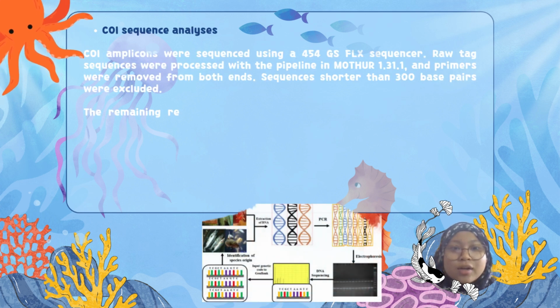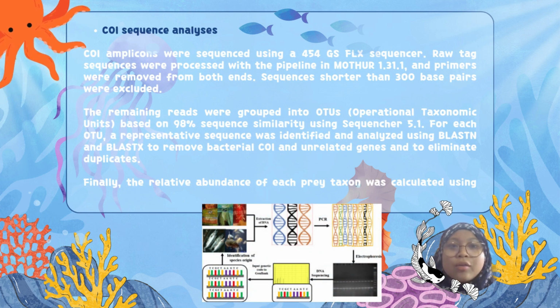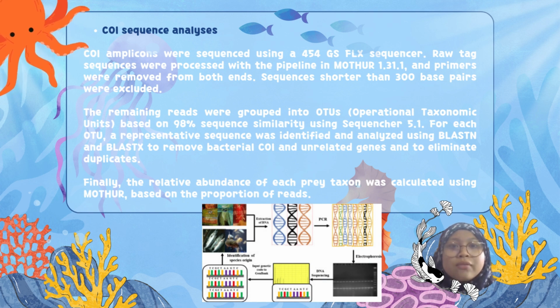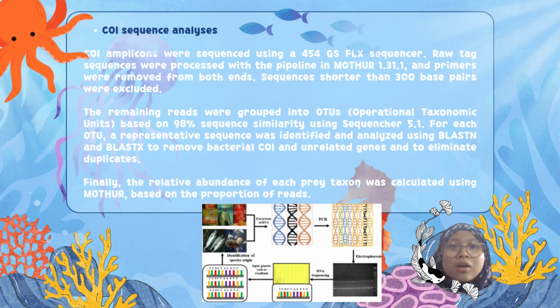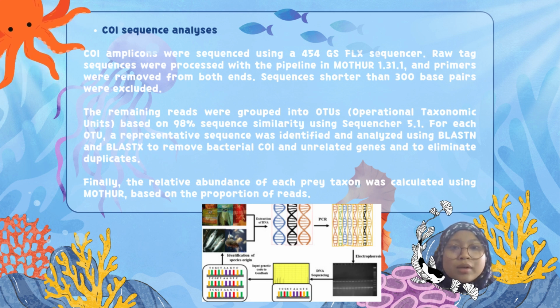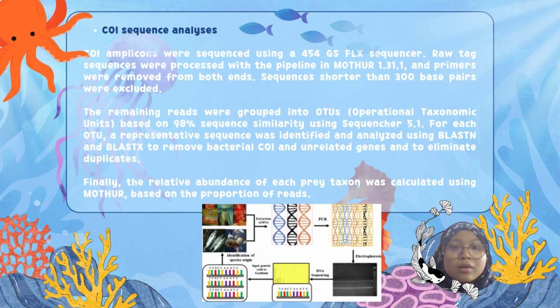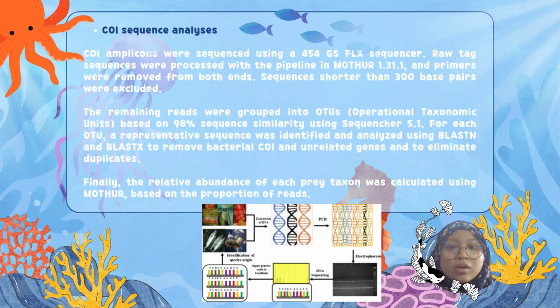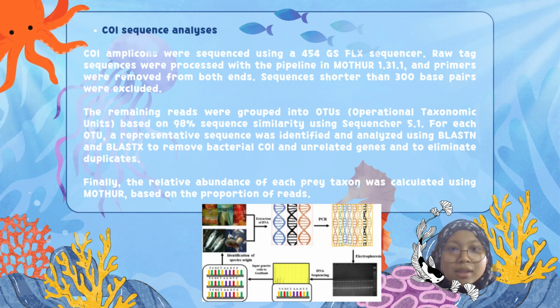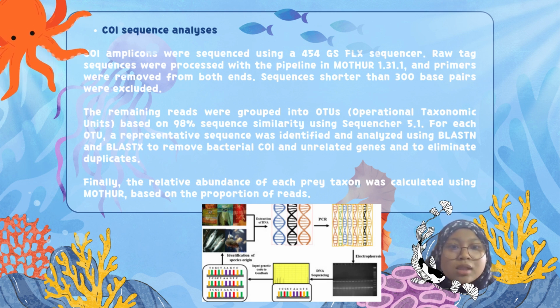After that is CO1 sequence analysis. CO1 amplicons were sequenced using a 454 GS FLX sequencer. Raw sequences were processed with the pipeline in Mothur 1.31.1 and primers were removed from both ends. Sequences shorter than 300 base pairs were excluded. The remaining reads were grouped into OTUs, operational taxonomic units, based on 98% sequence similarity using Sequencher 5.1.